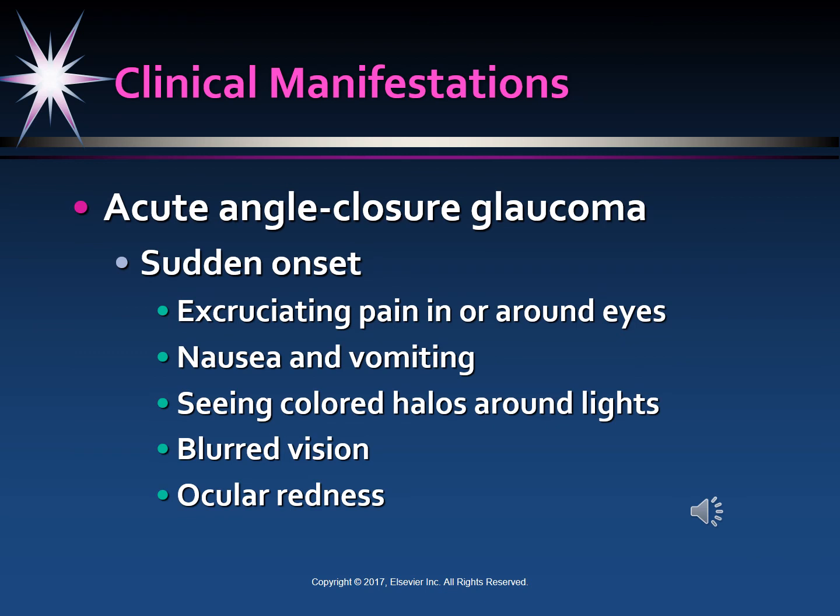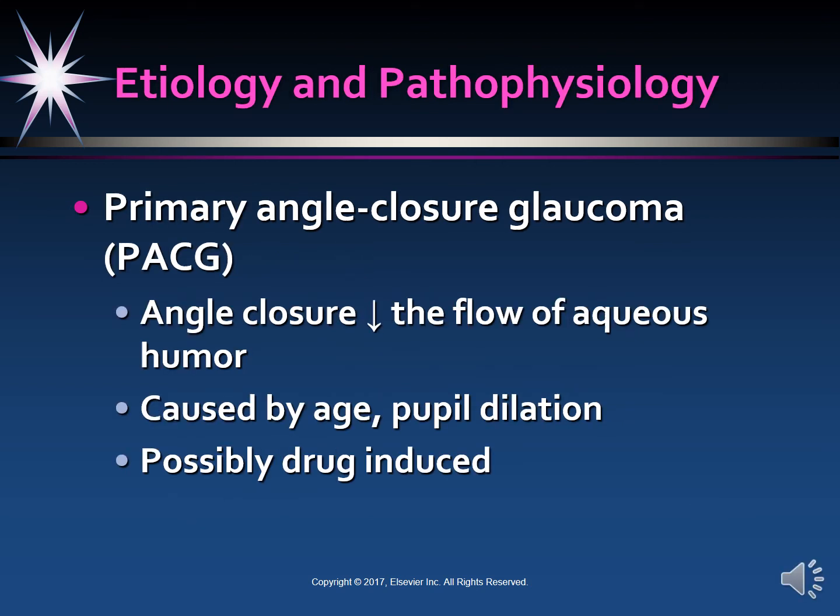These clients usually have pretty significant symptoms, severe pain, nausea, vomiting, visual symptoms. So this is a more severe, rapid onset of glaucoma, the primary angle closure glaucoma. Again, you can have this as a chronic condition or as an emergent condition. Increased age and prolonged pupil dilation are two factors that can cause this.